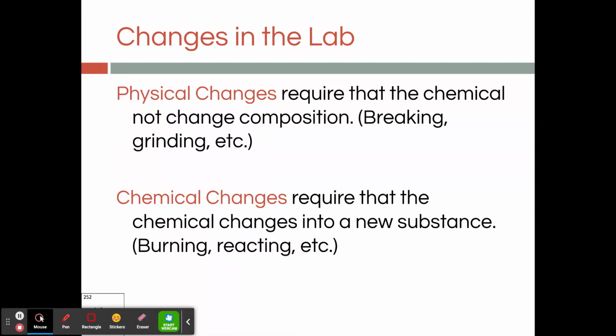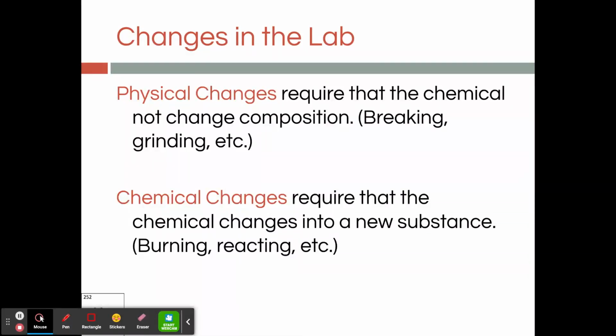Chemical changes will require that the actual chemical substance will change into something new. So if I'm looking at lighting a match, that would be a chemical change because I would be taking that match head and I would be striking it, and that would actually burn the wood. Wood, once it is burned, has lost part of its chemical makeup and has turned into something new.